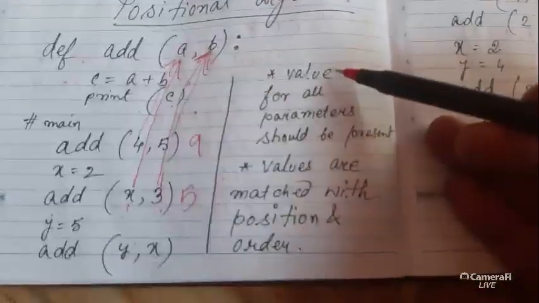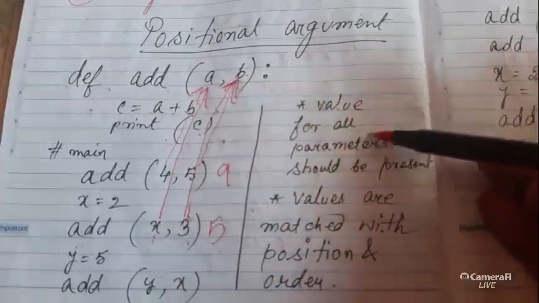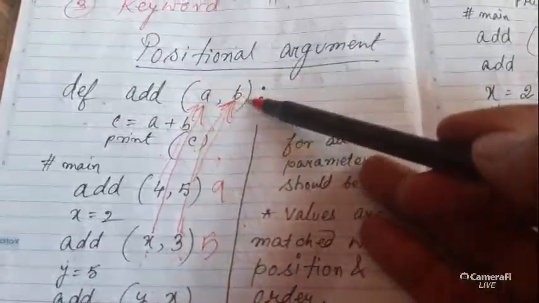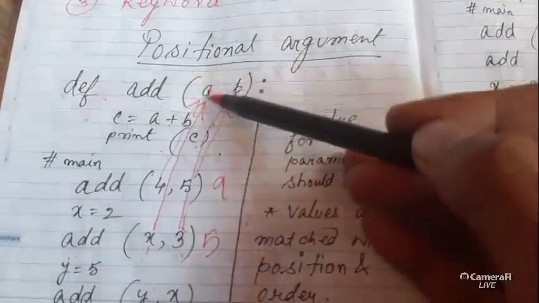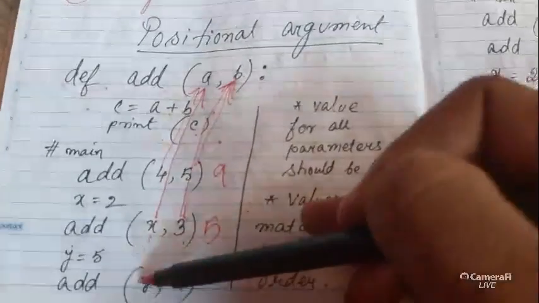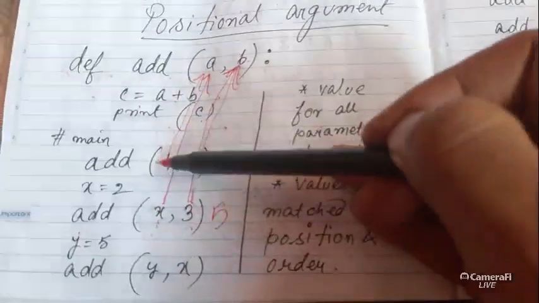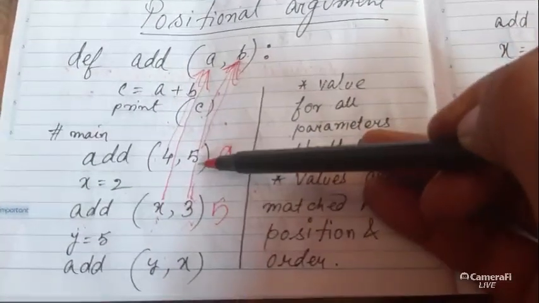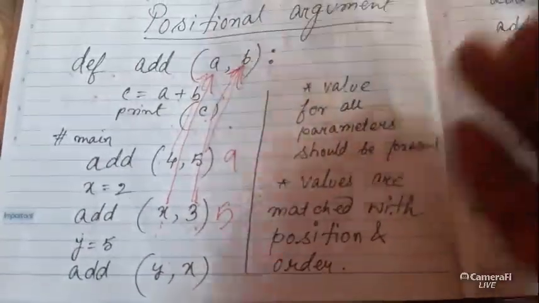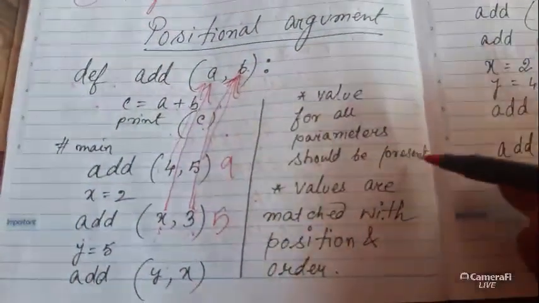Now let's see some of the points of positional argument. Value for all parameters should be present. That means how many parameters are there in the function definition? 2 parameters. So in each case I have to send 2 arguments. If you write 5 as the first argument and 4 as the second argument, it will be sent like that only. So value for all parameters should be present.